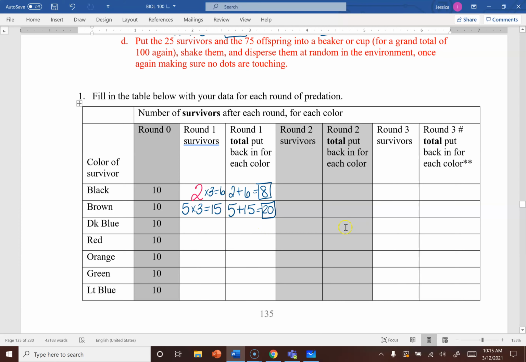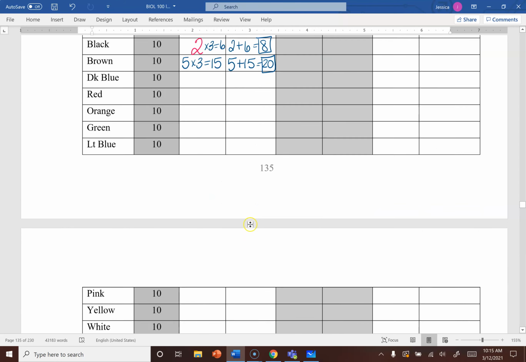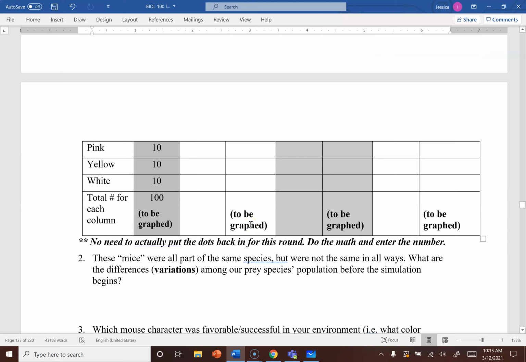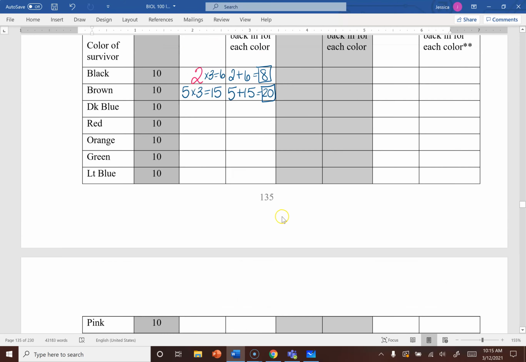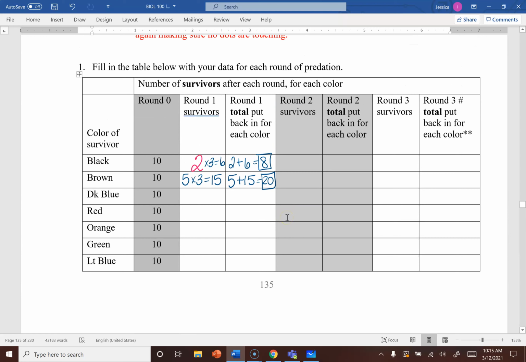So we'll do this 3 times. Each time you need to make sure that you have 100 individuals for the start of your round. If you don't have 100 individuals, check your math and make sure that you have counted correctly from your data. Make sure you've put back in the correct number on your sheet as went back in the data that we gave you.